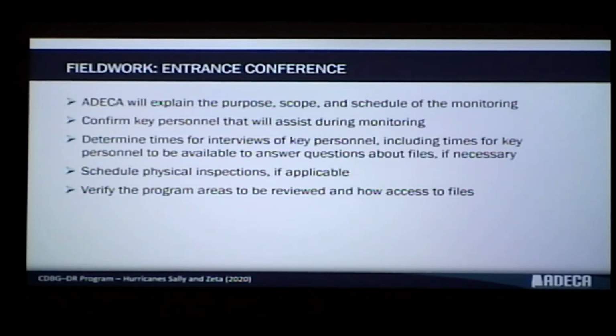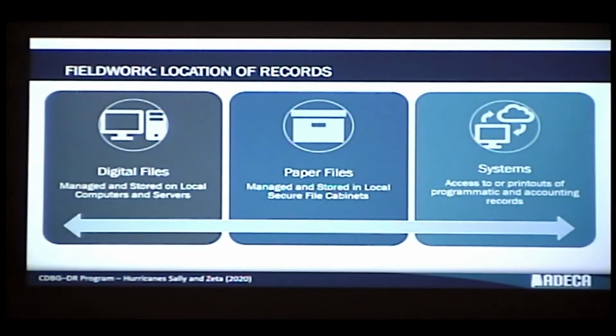verify what we're going to look at from a program perspective, whether it's housing, economic development, or infrastructure, and how to access the files. Are they digital? How do we get access to them? Or who do we ask if we can't find something? So pretty straightforward. You've got digital files, paper files, or documents that are in systems. You'll want to make sure that if we need to look at something, we have access regardless of the type of format the file is in.